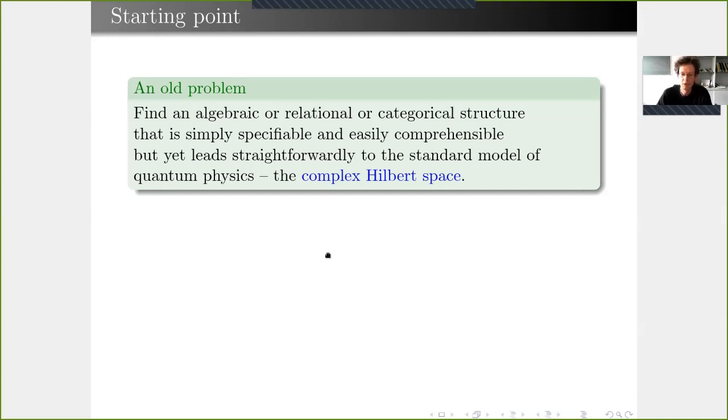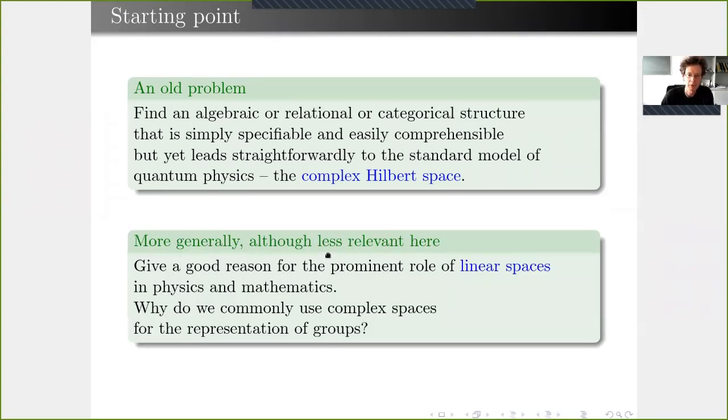It might be a little bit less demanding to wonder what is actually the reason for the prominent role of linear spaces in mathematics. In particular, what's actually the deeper reason for the fact that for representations of groups, usually complex spaces are used. What we deal with here is basically the well-known logical algebraic approach to the foundation of quantum mechanics.